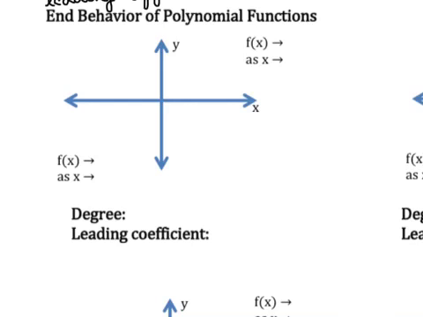Now, all the polynomials are going to have the same basic shape if they have certain characteristics. So I'm going to draw for you a polynomial function that has an odd degree. Now that means its largest exponent is going to be an odd number.